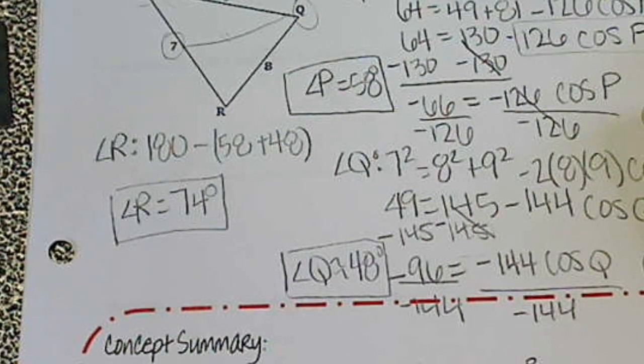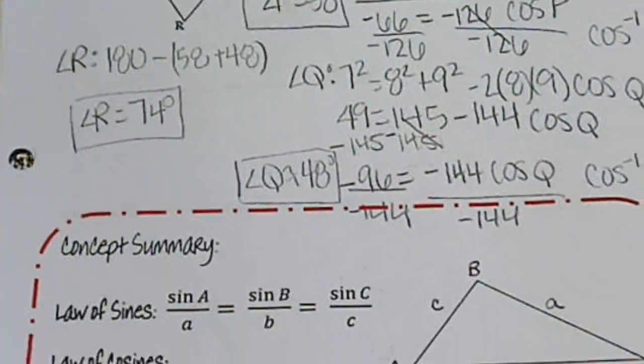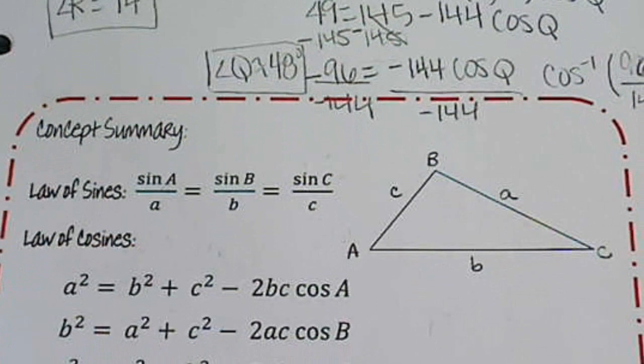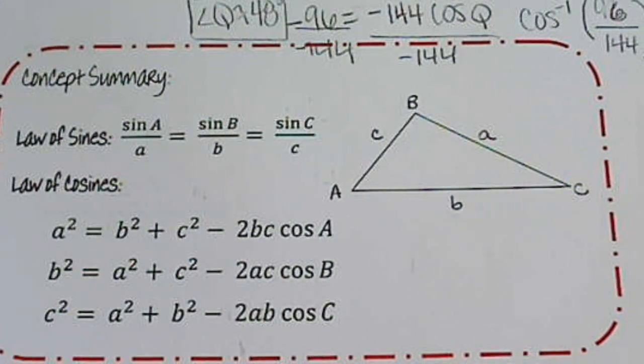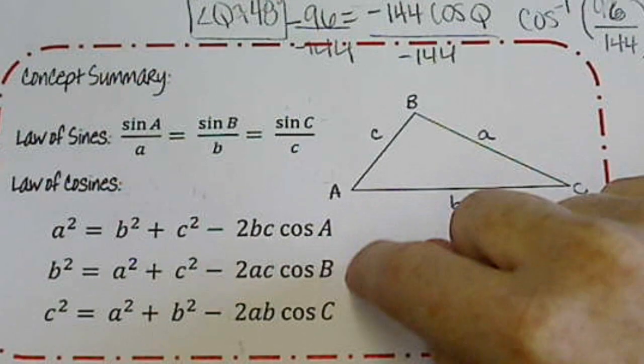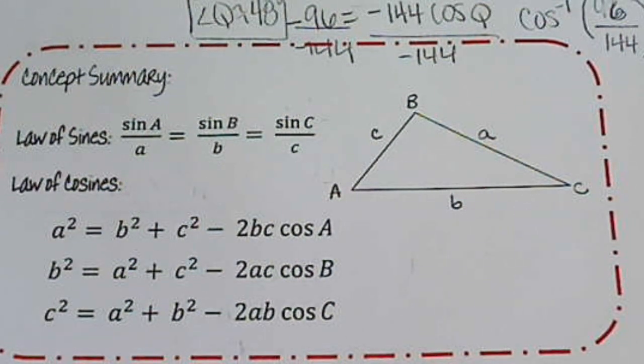Excelente. So, concept summary. You should learn those. You should memorize those. The law of cosines, these are the same formula, it's just for the different angles. So, don't worry about memorizing 3 different ones. It's all the same.